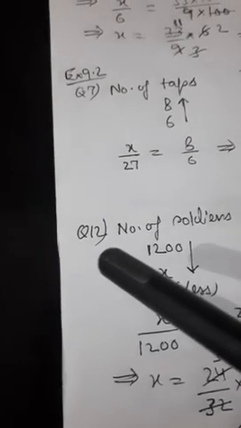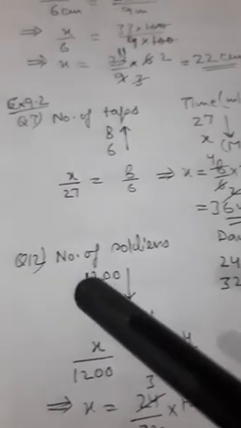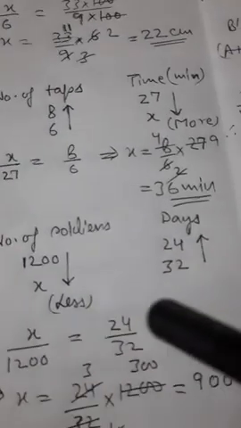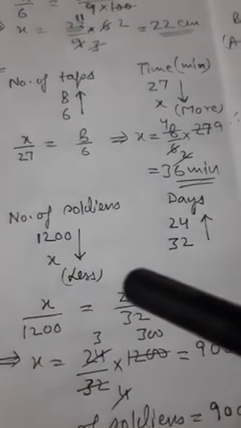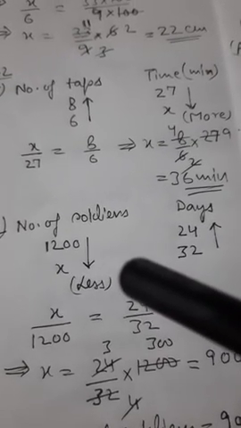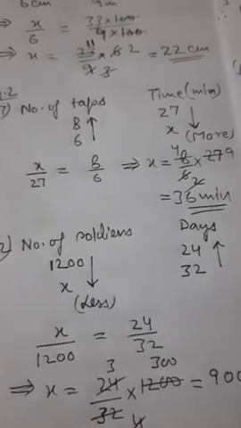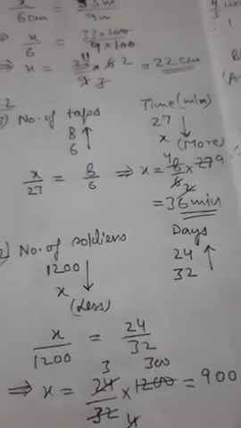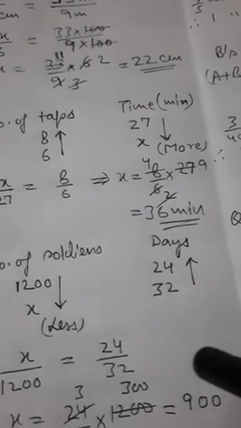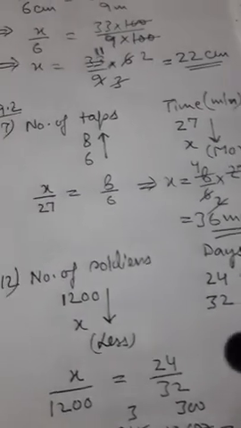Question number 12. Read the question. Here in this question, there are two things which are related: number of soldiers and the ration they have, lasting for the number of days.